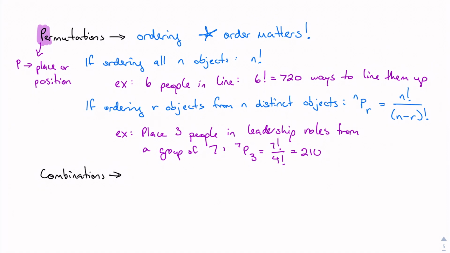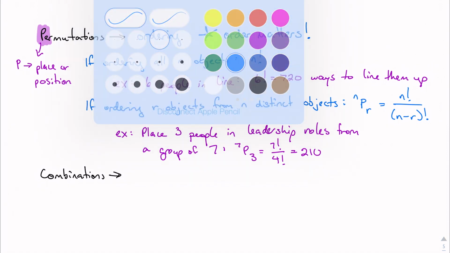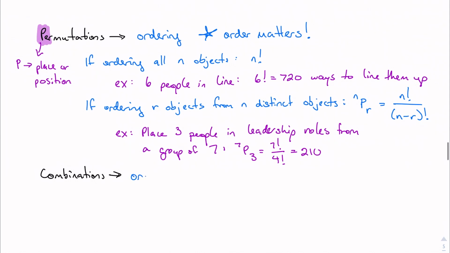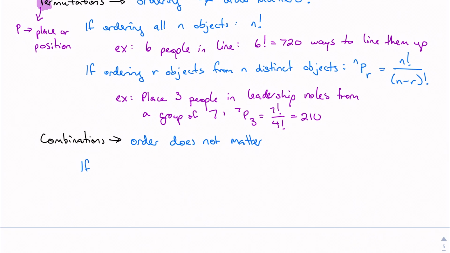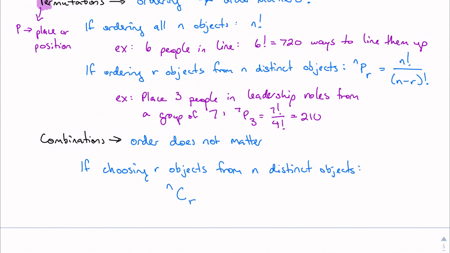With combinations, that's not the case. With combinations, the opposite is true, and the order does not matter. Regardless of how I'm choosing them, so you notice I said choose instead of order. So if I'm choosing r objects from n distinct objects, again so I don't have this duplicate type of work, then we have nCr, or sometimes you see it written this way.